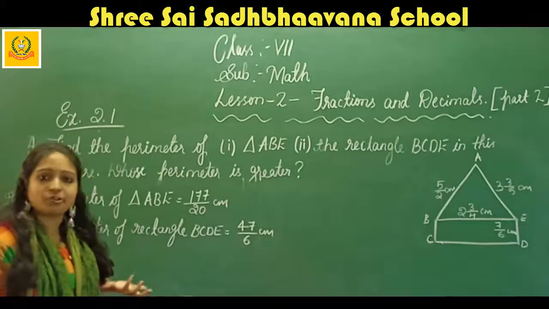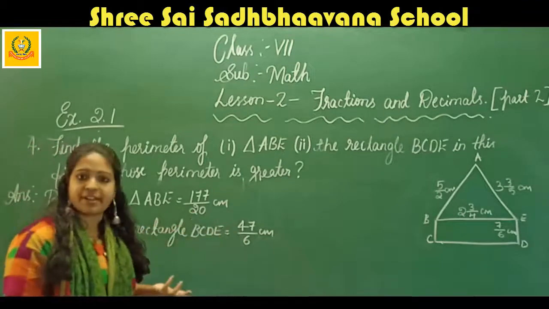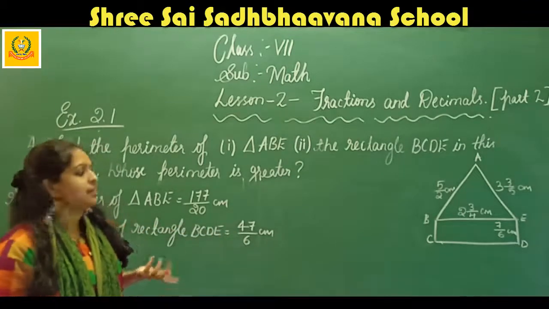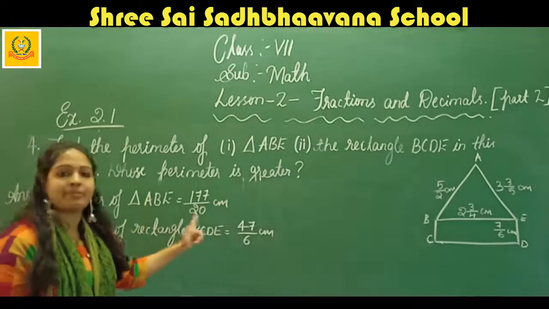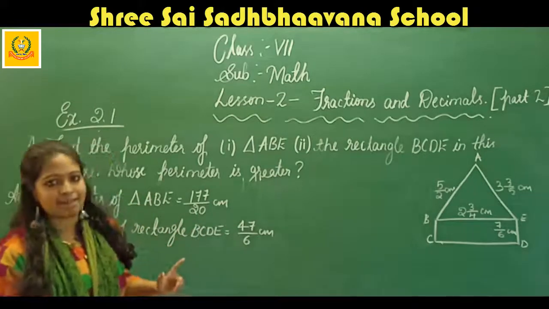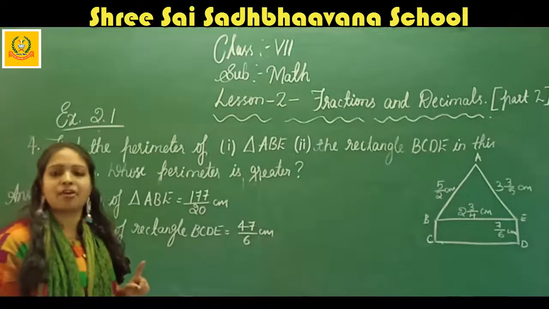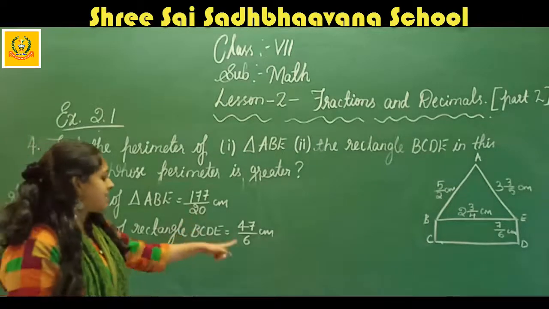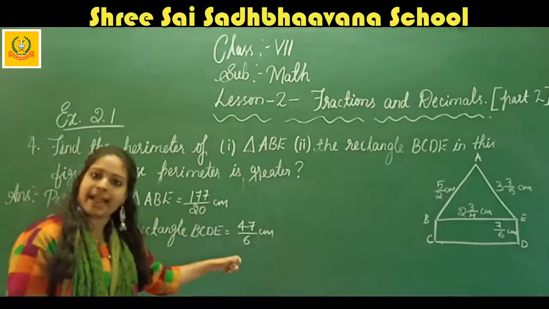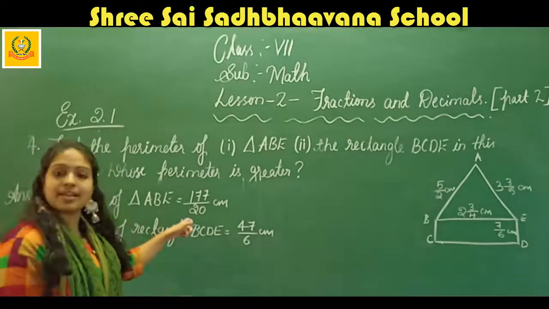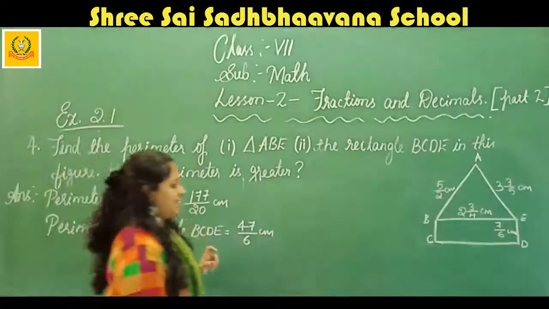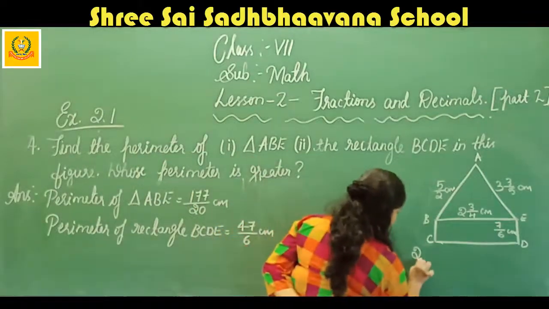So what we have to do? How to compare? Denominators are different. Yes, how to compare them? That means we have to make the denominator same, then only we can compare them. So in order to make the denominator same, what we have to do? We have to take the LCM of the given denominators, that is 20 and 6. Okay, let us take the LCM of the denominators, that is 20 and 6.